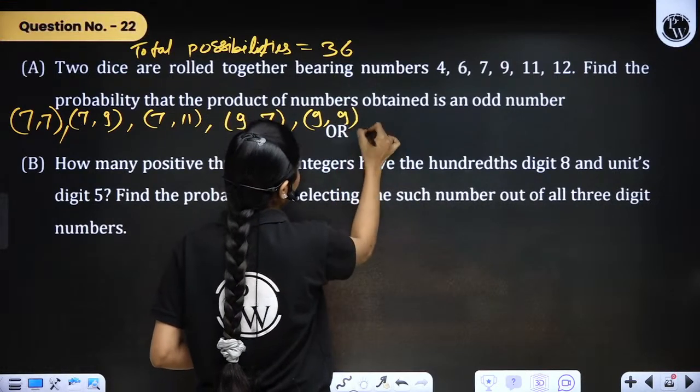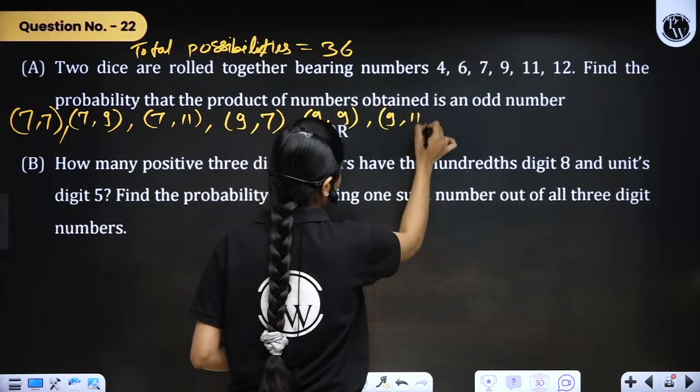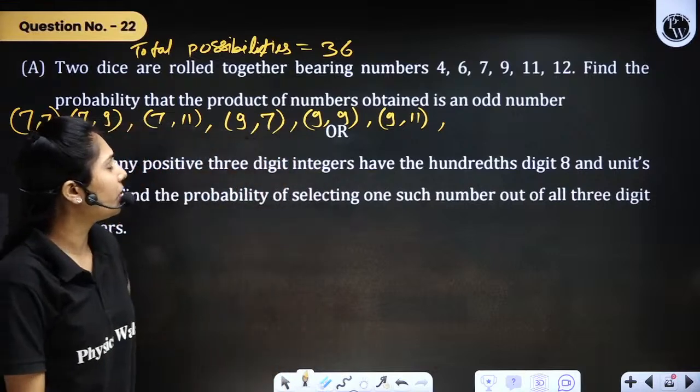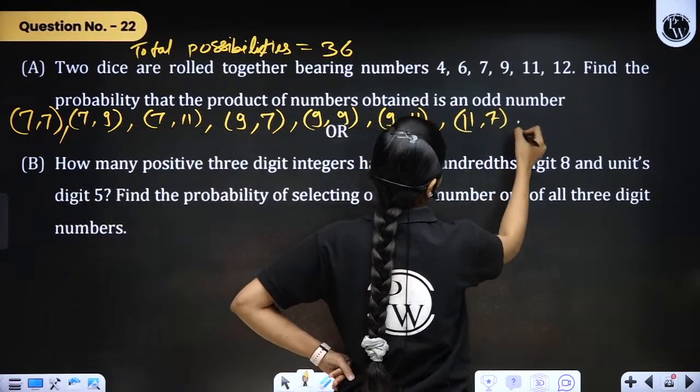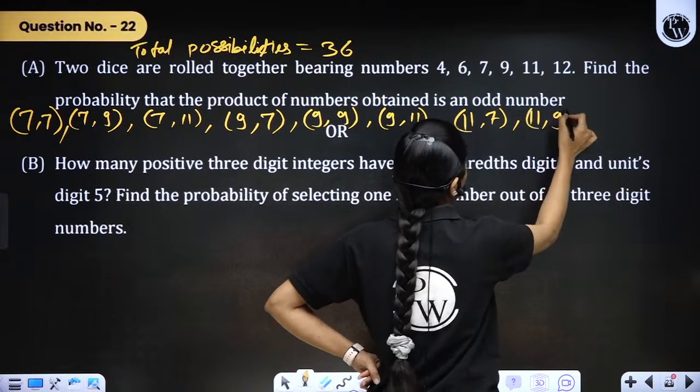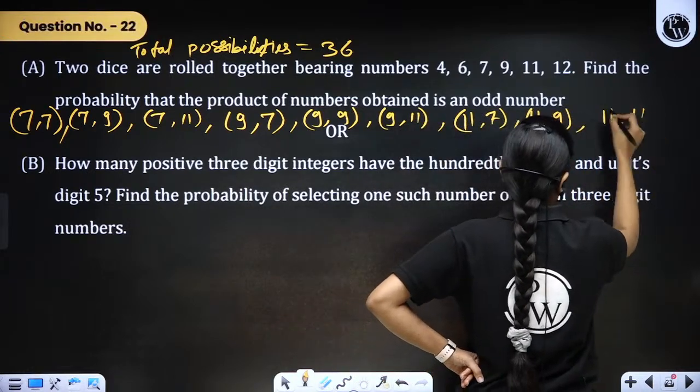Nine, 9, then 9, 11. After that, 11, 7, 11, 9 and 11, 11.